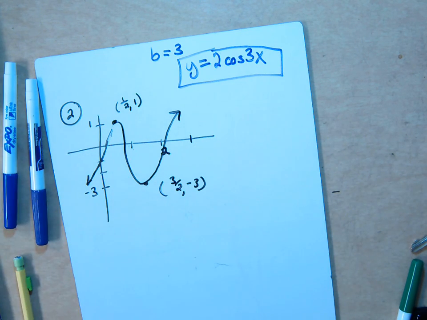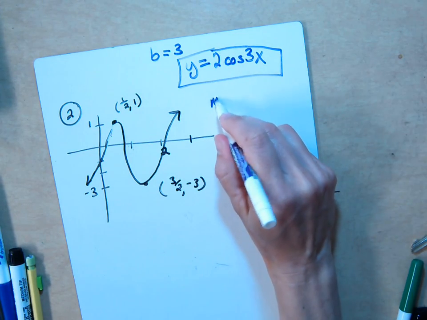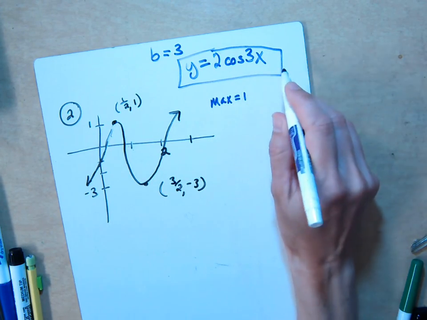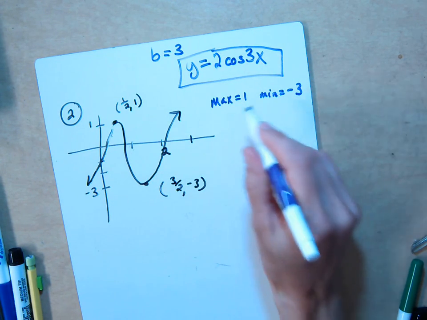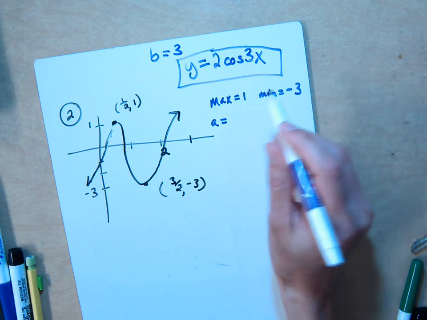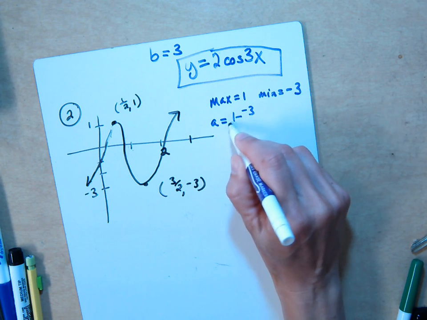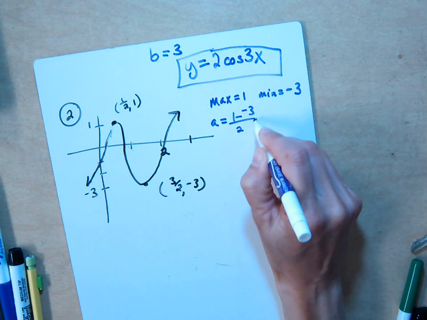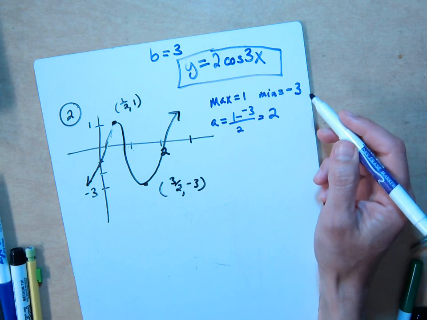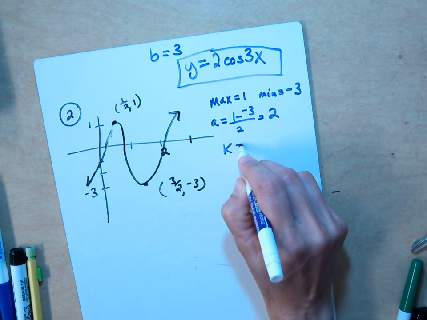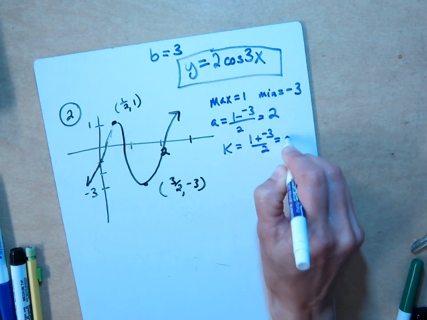So for this graph, our maximum is the highest y value, 1. Our minimum is the lowest, -3. The amplitude is the distance from the middle to the highest or lowest. You can get that from max minus min over 2, which is just 2. And the center K is at max plus min over 2, which is -1.